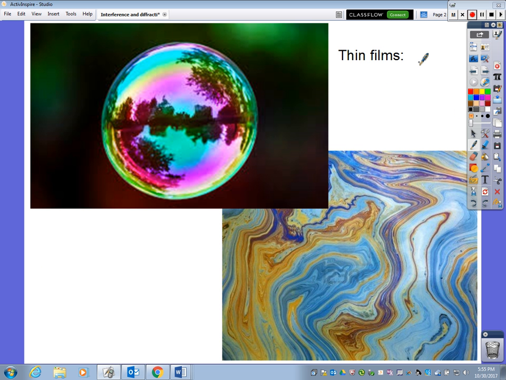Let's see, there are a lot of times that we see constructive and destructive interference. One example would be when we look at a soap bubble, or this lower picture, oil on water. We see a lot of interesting colors. So where do those colors come from?